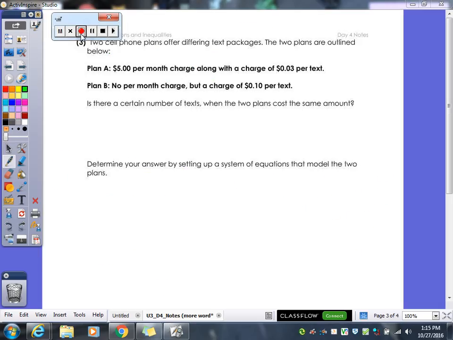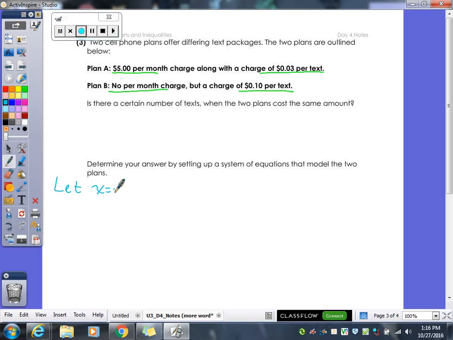Alright, so let's take a look at our last one. We have two cell phone plans that offer differing text packages, and the two plans are outlined below. We have plan A, which is $5 a month plus 0.03 per text. That's 3 cents per text message. And plan B is no charge per month, but then it's 10 cents per text message. So they want to know, is there a certain number of text messages when the two plans cost the same amount? Well, we don't know yet. We got to go through and figure it out. That's what the second part is telling us to do.